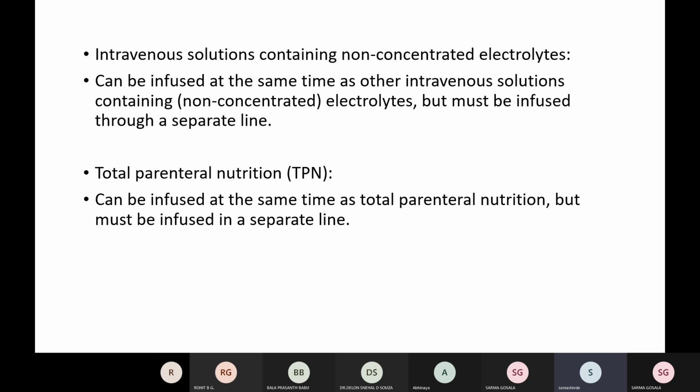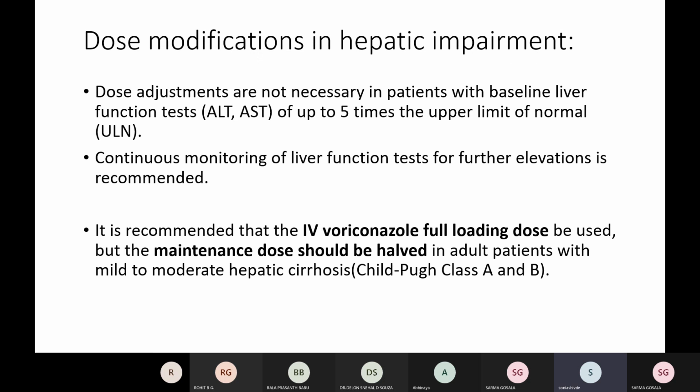Total parenteral nutrition can be infused at the same time, but again it should be infused through a separate line or port. Dose modifications in hepatic impairment.